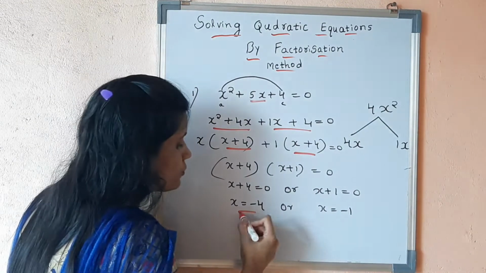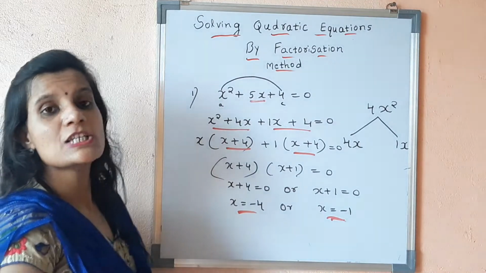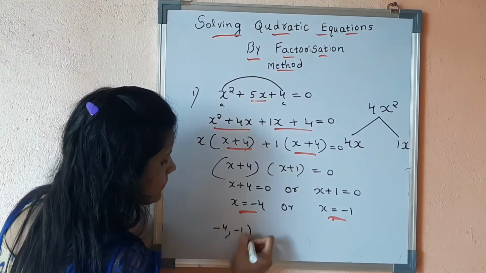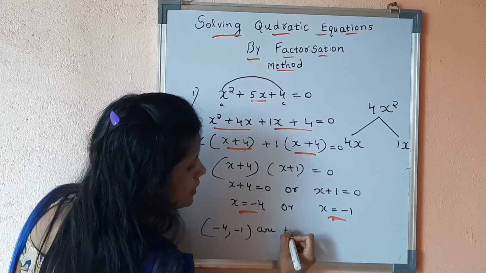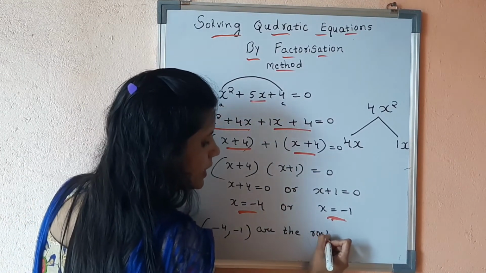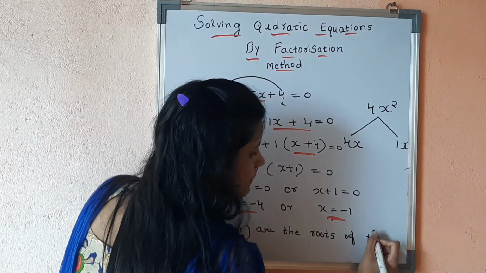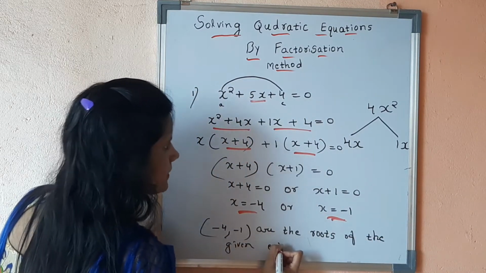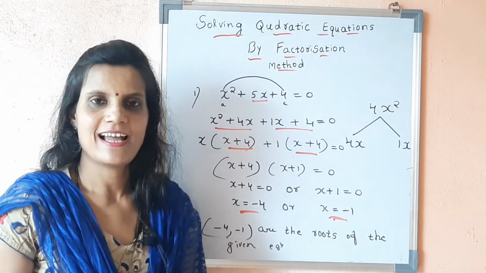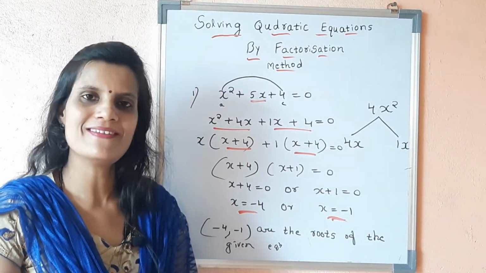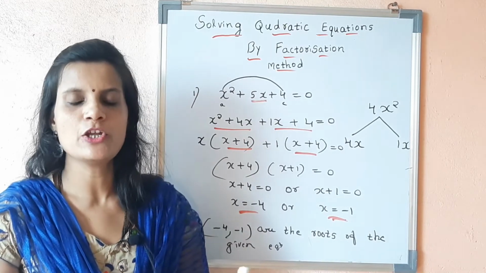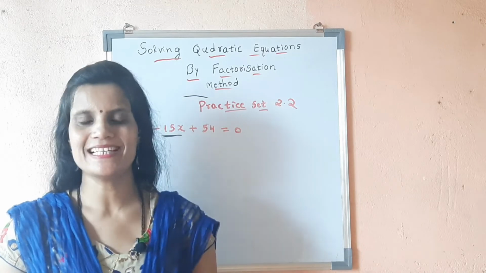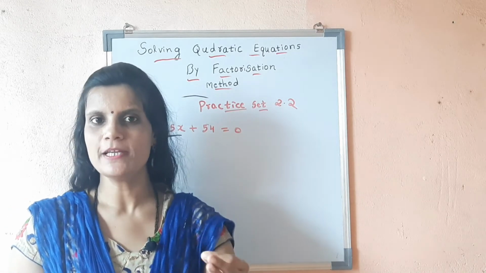So these are the final solution or roots of the equation. Minus 4 and minus 1 are the roots of the given equation. Simple. I think if you solve 2 more sums, it will be very easy to understand and you will be more clear. Let's now learn 2 examples from practice set 2.2 so that you will be more clear.